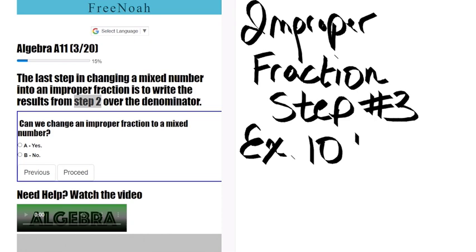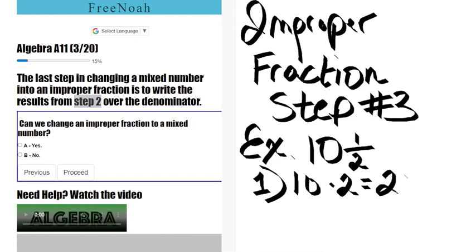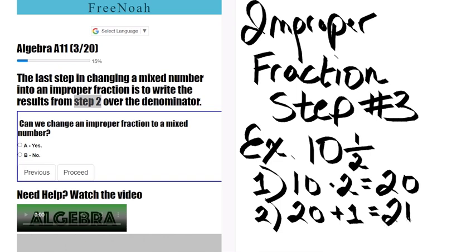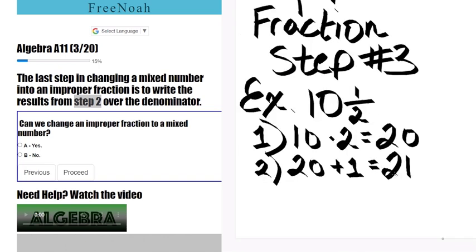So for example, here we have 10 and a half. 10 with a fraction of 1 over 2. First step says multiply the whole by the denominator. 10 times 2 equals 20. Then our second step is to take the 20 and add the numerator. So that'll be 1. The 1 is the numerator. 20 plus 1 equals 21.